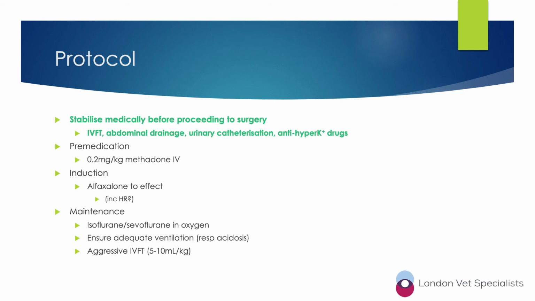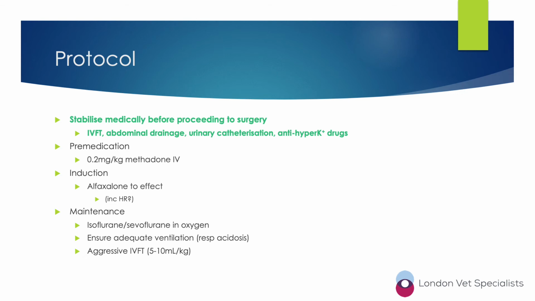So in terms of protocol, you would want to stabilize medically beforehand, as I say, and that may involve abdominal drainage, abdominal lavage, urinary catheterization, just to stop any further urine entering the peritoneal space, and repeating of these anti-hyperkalemic agents if the potassium increases again.